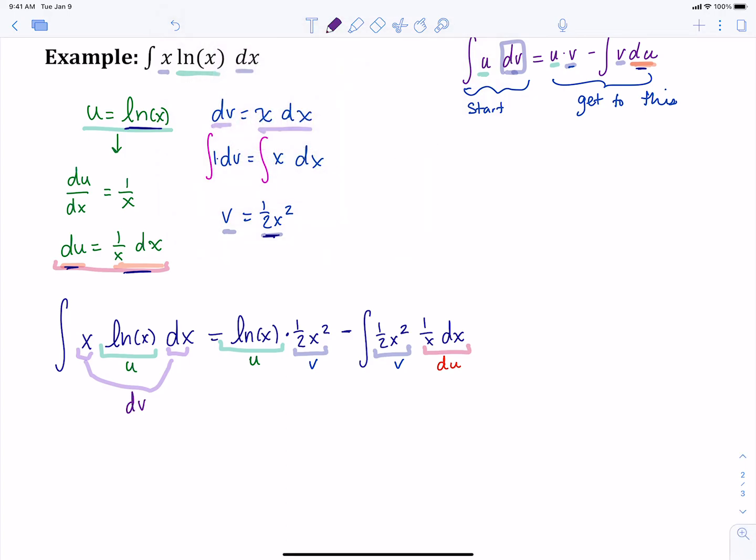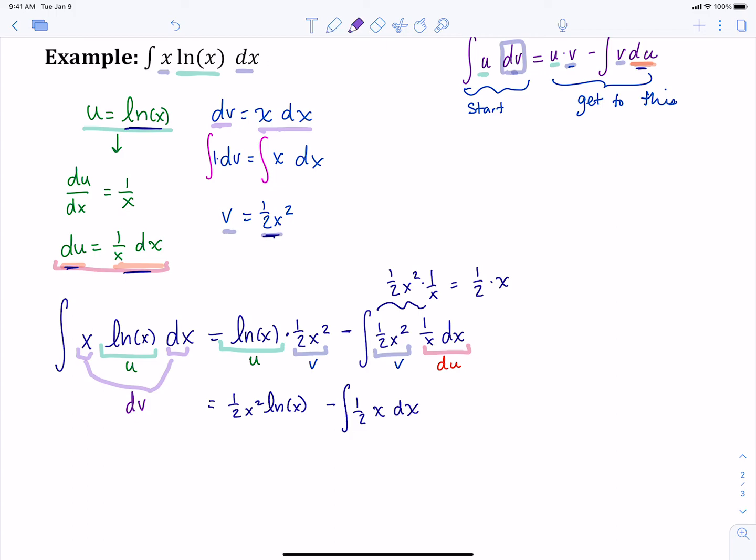Now if we look at what we're left with in our integral, after getting everything in the place where it belongs, we've got the natural log of x times 1/2 x squared. That part of that integral is done. We can write it in an order that's a little bit nicer. And then this integral that we're left with, we have the integral of 1/2, and in here we have 1/2 x squared times 1 over x. That x squared cancels with our 1 over x and just leaves us with x. So we have 1/2 x dx.